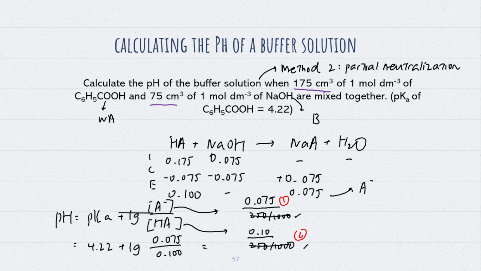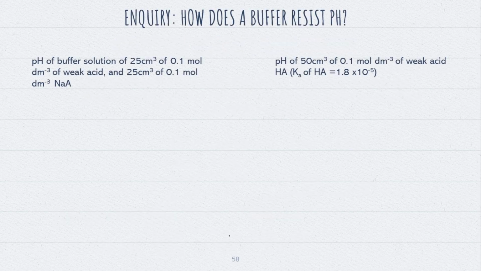And what is the answer here? 4.22 plus... 4.09, or 4.10 actually. Yeah, and that is how you calculate the pH of a buffer solution.